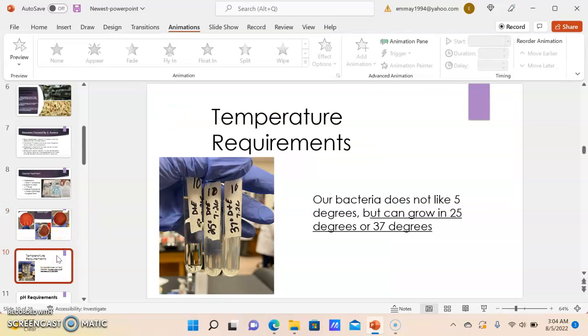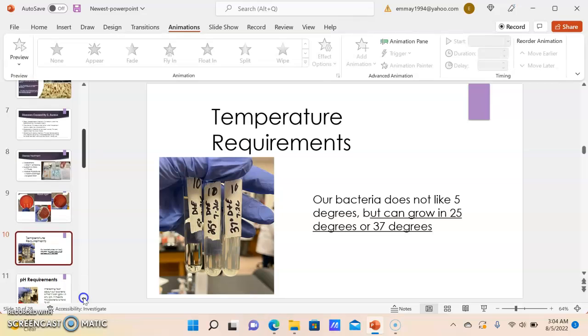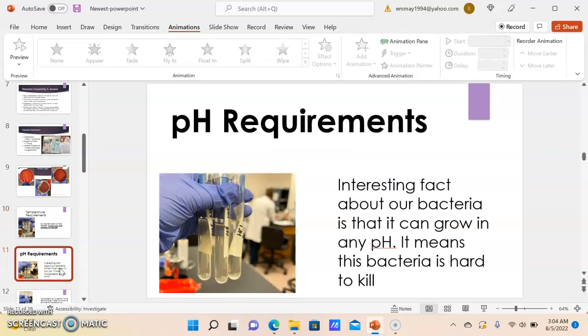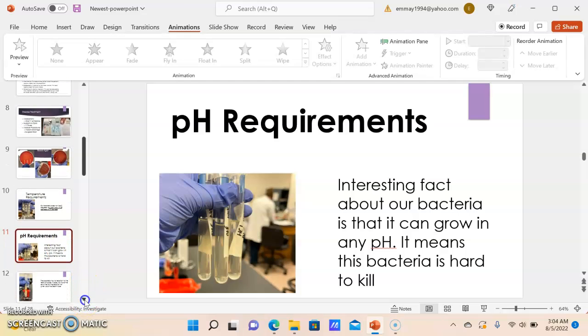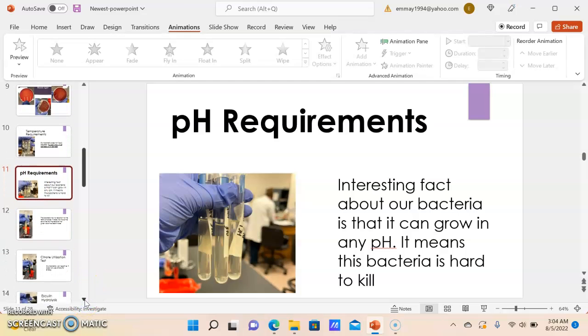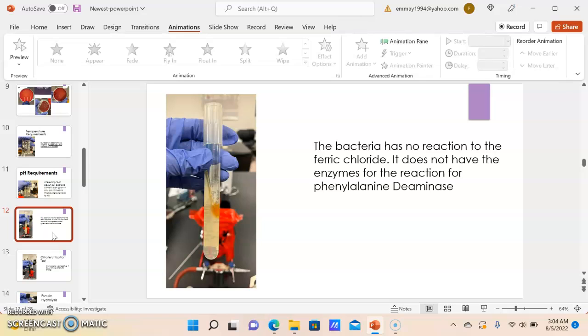So this is temperature requirements. As you can see, the 25 and 37 degrees, they're both almost alike. They're very cloudy. And then the 5-degree was clear. So our bacteria did not like to grow in the 5-degree, but it can grow in the 25 or 37 degree. Next is pH requirements. Interesting fact about our bacteria is that it can grow in any pH, which also means that our bacteria is hard to kill. You've heard anything about staph, it can be very dangerous and sometimes antibiotic resistant. So it is very hard to kill.